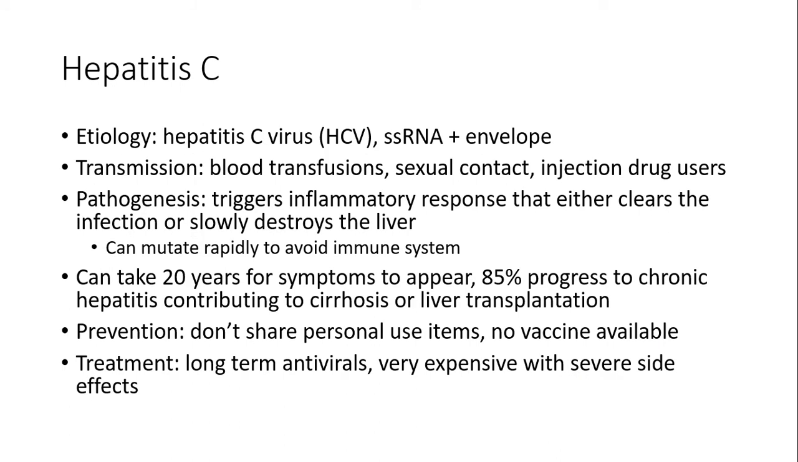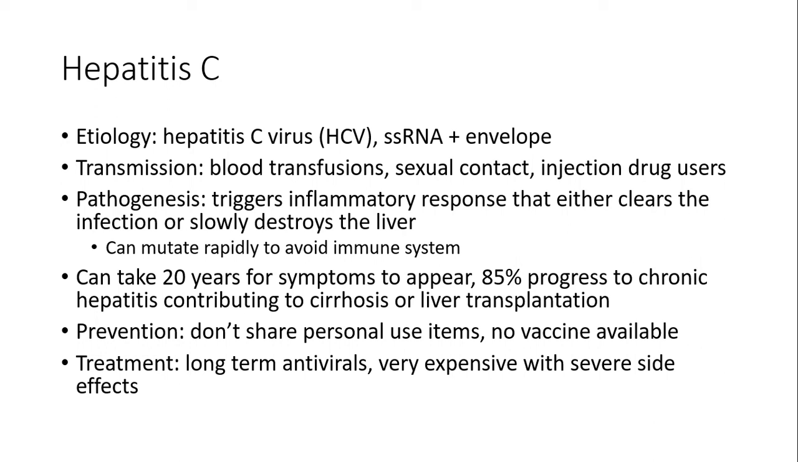Hepatitis C is caused by the hepatitis C virus. It is a single-stranded RNA virus with an envelope, and its transmission is going to be due to things like blood transfusions, sexual contact, and those who are, again, injection drug users who share needles. Pathogenesis, or how it causes its disease, is through triggering an inflammatory response that either clears the infection or slowly destroys the liver. It can mutate rapidly to avoid the immune system, which makes it an additionally complicated situation.